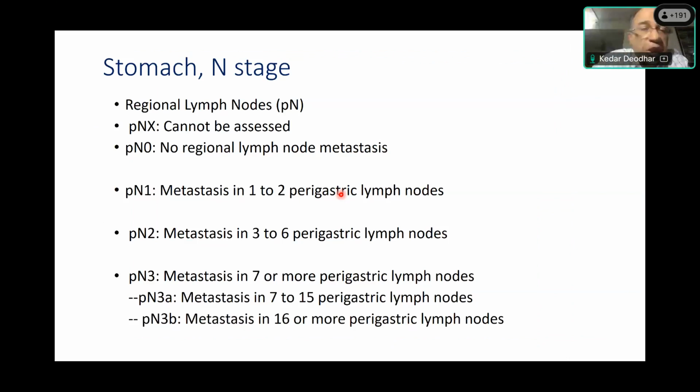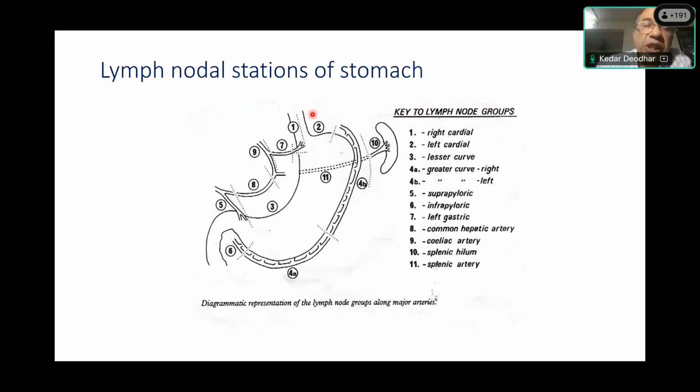We have definitions given in textbooks of what is N1, N2, and N3, depending on the number of nodes. Usually perigastric nodes are resected, and we have surgical guidelines. Actually, the perigastric nodes resection is called D1 resection.